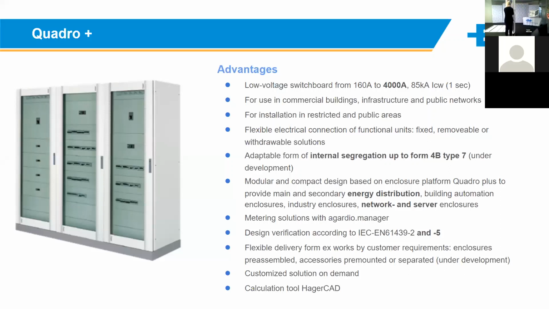Hager is working on the integrated, the internal segregation form factor 4B. Currently, it's available in a form factor 2B up to 1600 amp. Form factor 4B type 7, I'm sure will be available by H1 next year. So if you do have worries about that, you can speak to us. You can always see what we can do to assist you in that. Obviously, in HagerCAD, form factor 2B is already available. And as they upgrade the products, the upgrade on HagerCAD will also take place simultaneously.